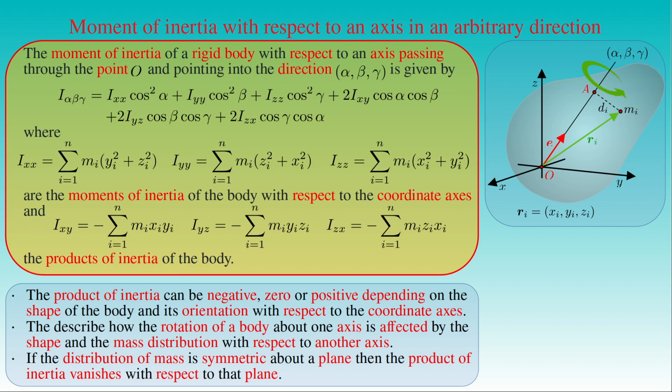We note that another convention is also used for the definition of the products of inertia, where the minus sign is not included in the definition, reversing the signs of the last three terms in the expression obtained for the moment of inertia I sub alpha beta gamma.